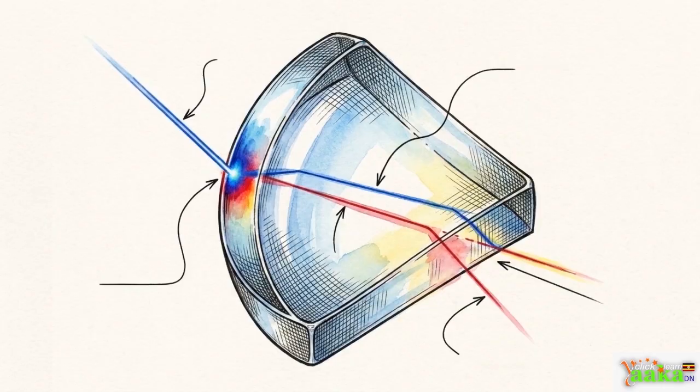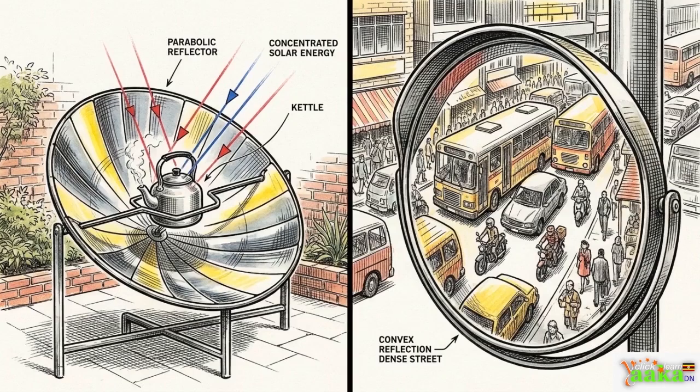By understanding the geometric paths of light, we take a shiny piece of glass and manipulate it to do exactly what we need. We turn a curved surface into an engine for boiling water, or a lens that protects us in heavy traffic.